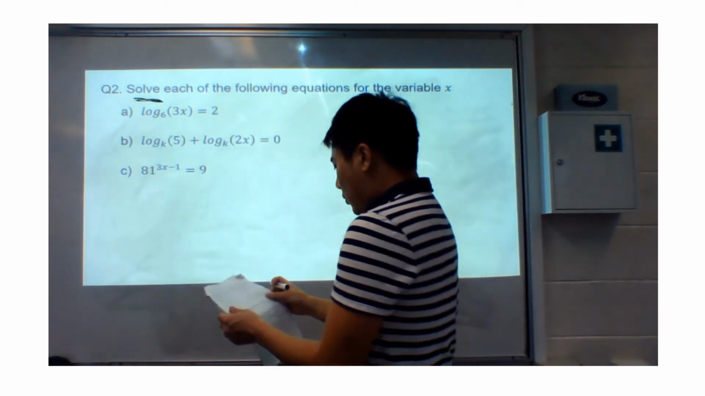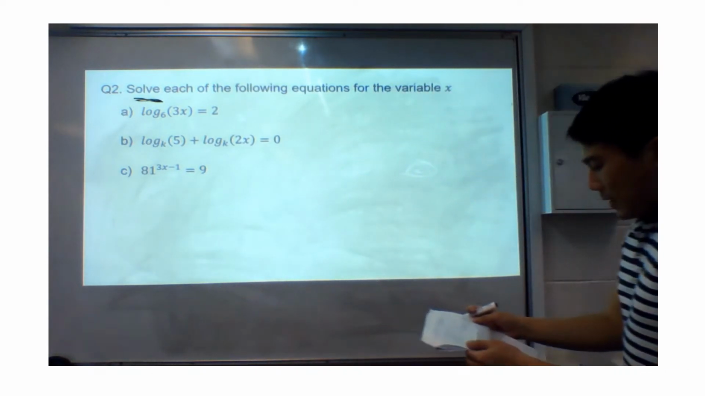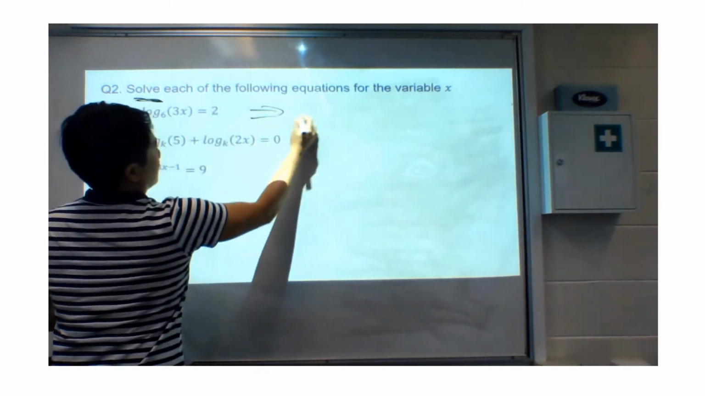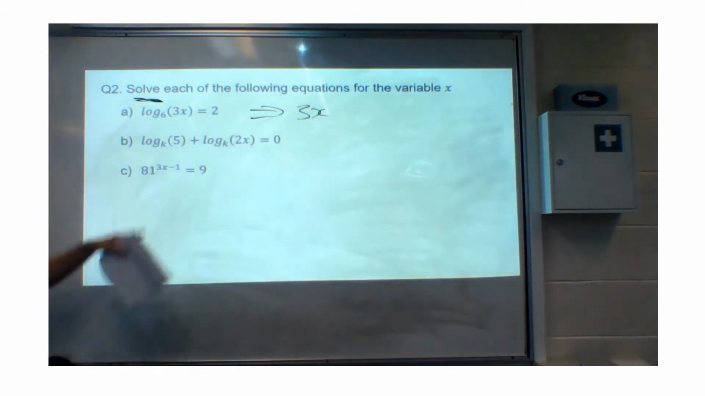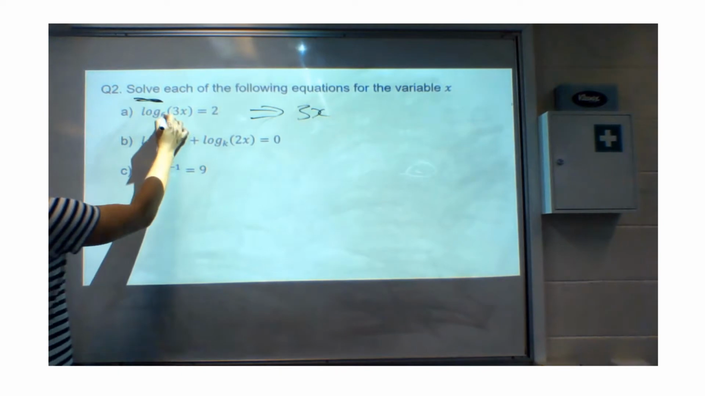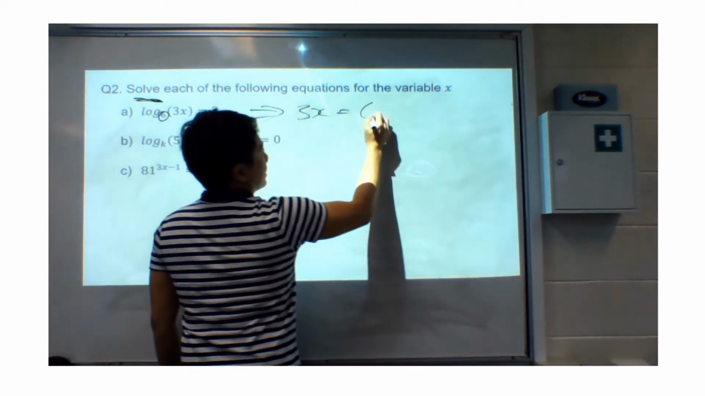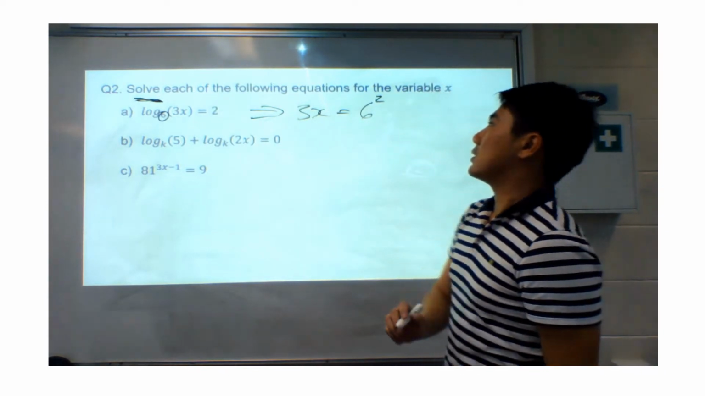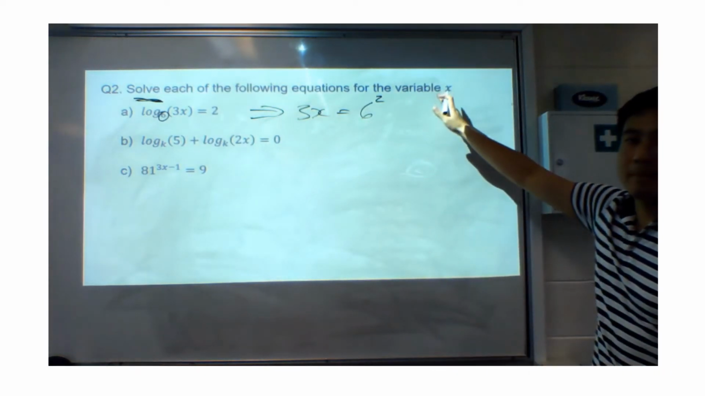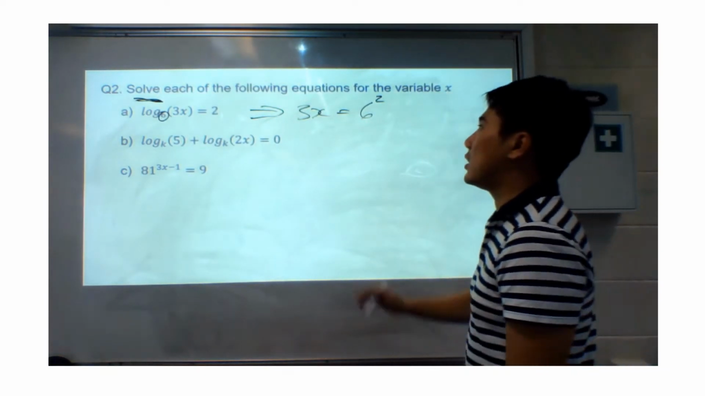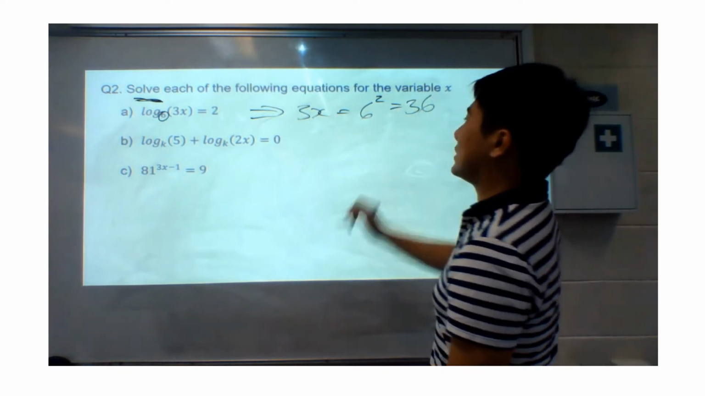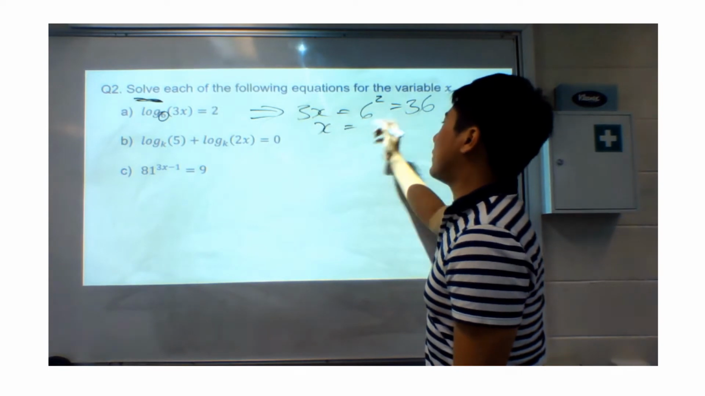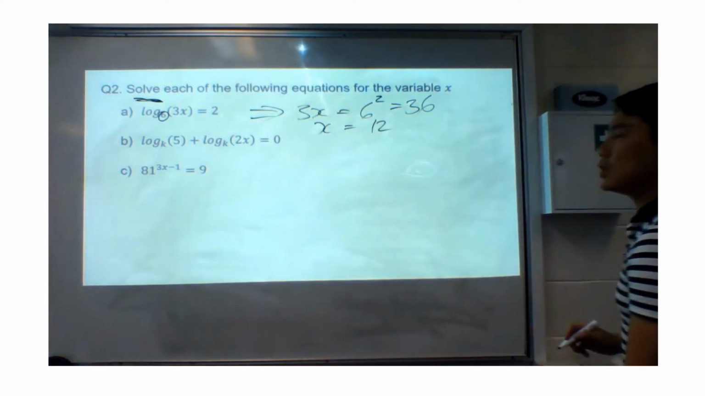Okay, so we know 2a, you can rewrite that as 3x equals to, this is the base, 6 to the power of 2. Okay, so you can write it that way. And now it's super easy to solve. 6 squared is just 36. Divide both sides by 3. 36 divided by 3, your answer will be 12.